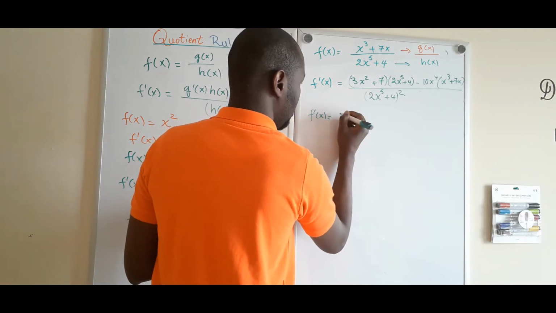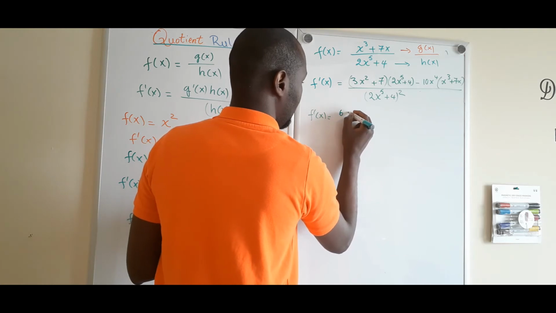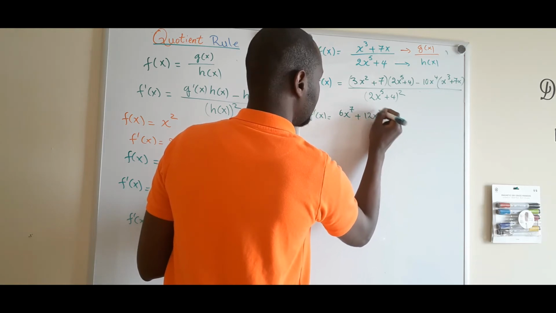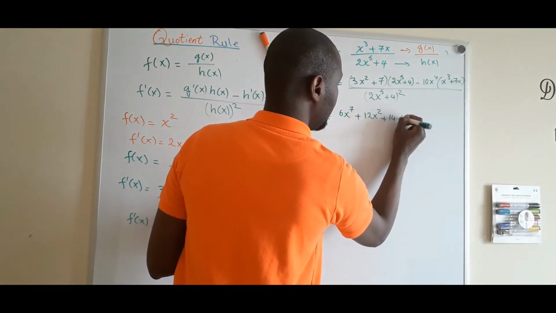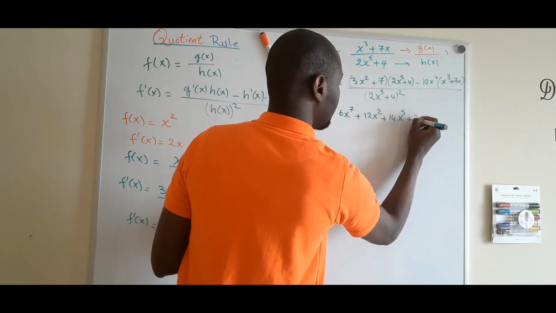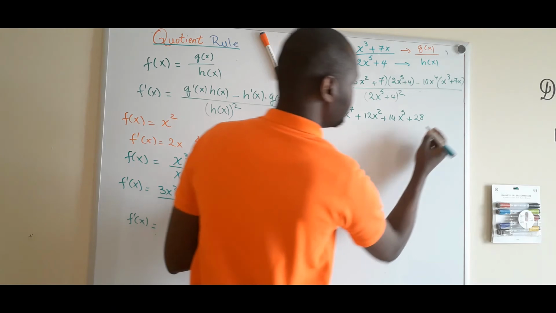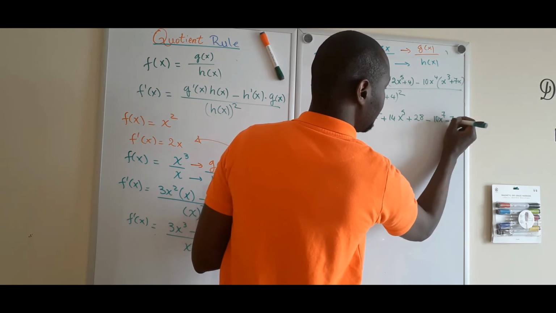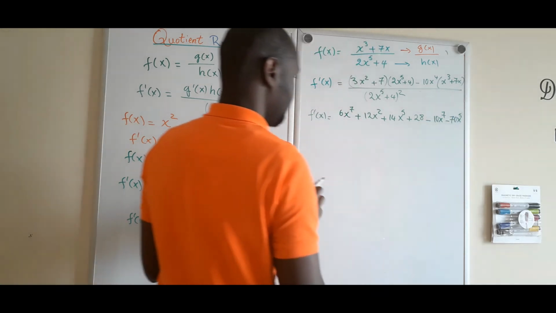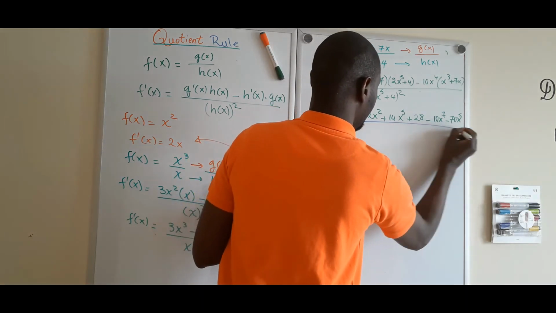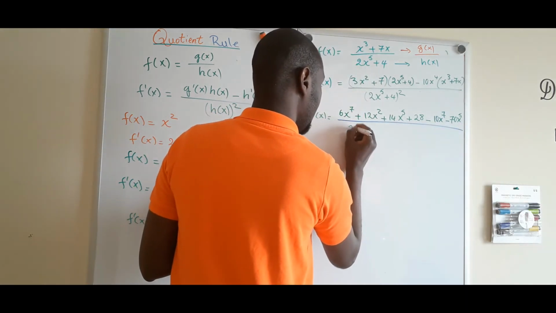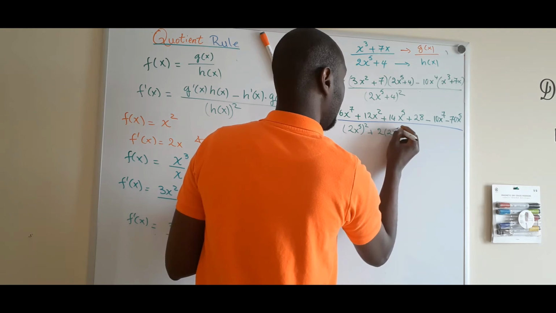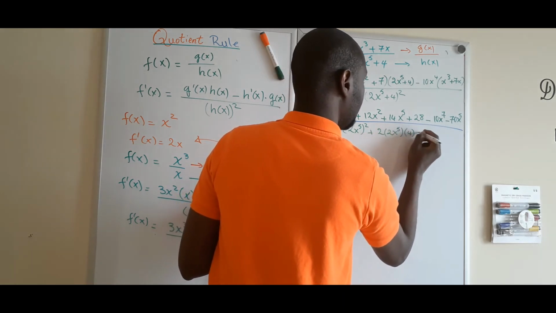So f prime of x will be, let's distribute this. That will be 6x to the power 7 plus 12x squared plus 14x to the power 5 plus 28, minus 10x to the power 7 minus 70x to the power 5. Everything divided by here: you have 2x to the power 5 squared plus 2 times 2x to the power 5 times 4, plus 16.